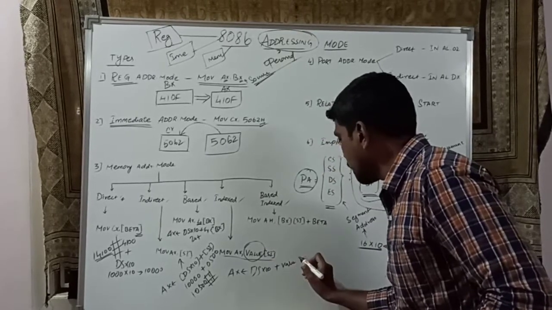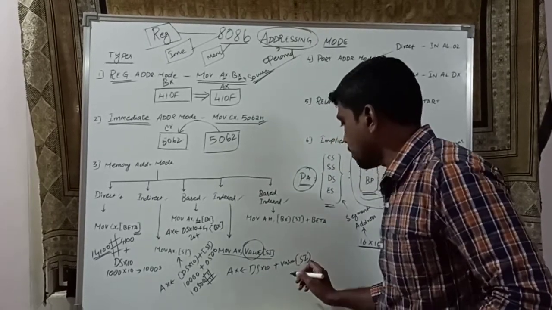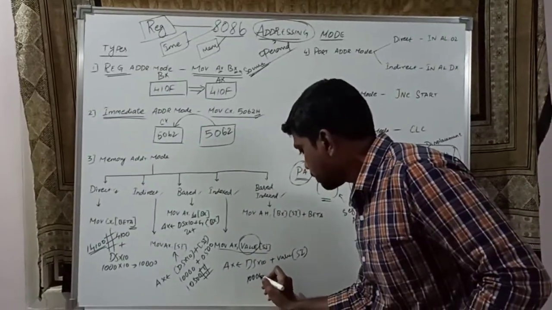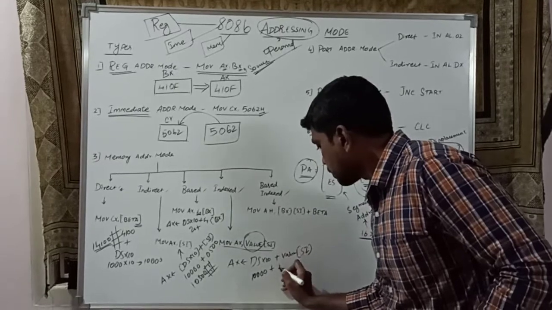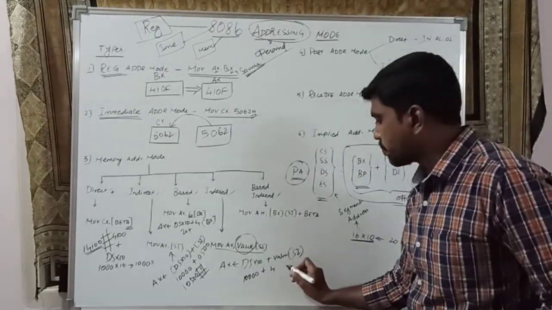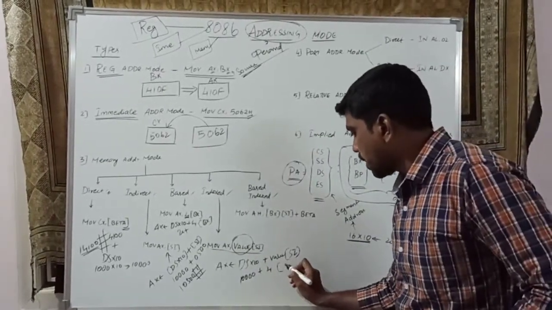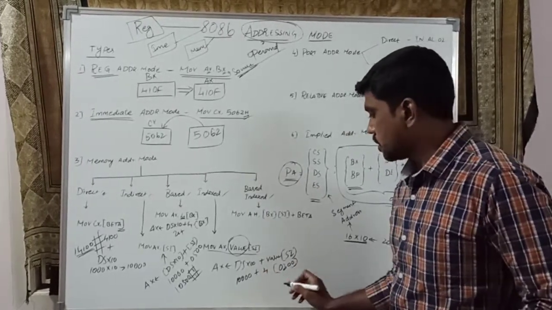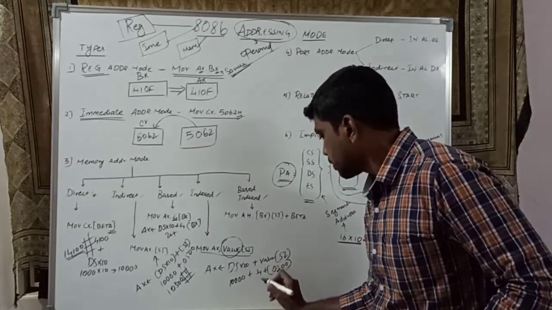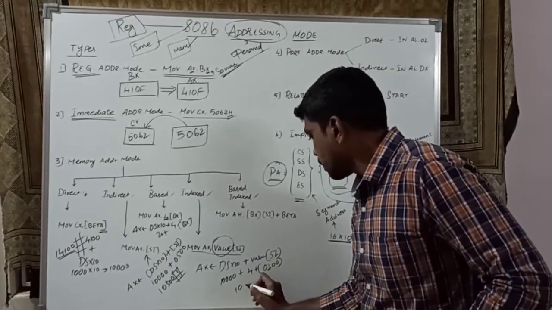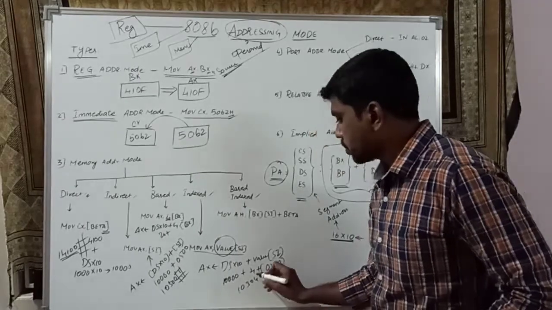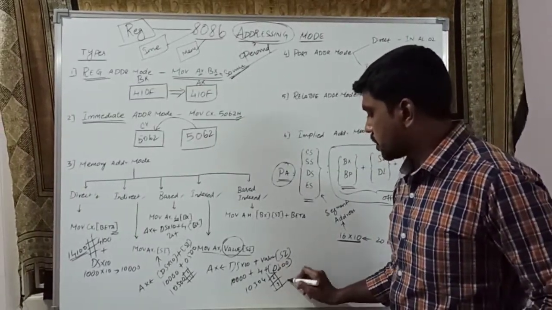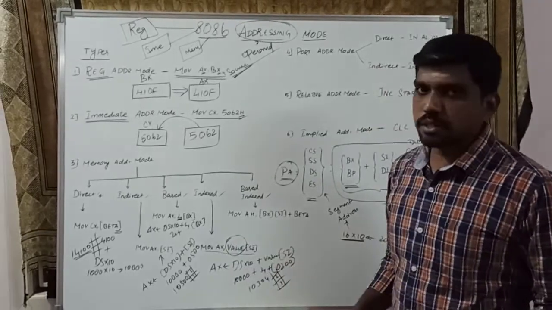So value is a label name. This label name also has some data. This value, 10,000 plus value, is a displacement. I take this 4 plus SI value 0300, just adding the values: 10304. So it's a new memory location. In this memory location, whatever content is present, that content is transferred to the AX register.